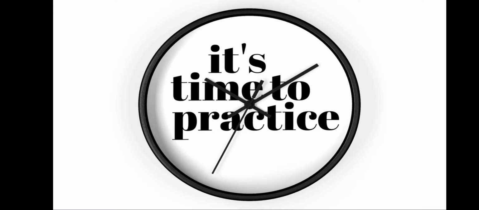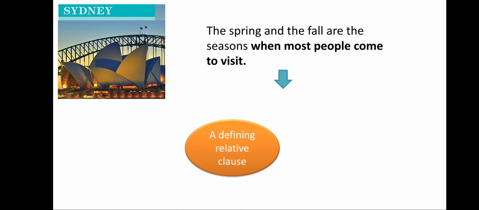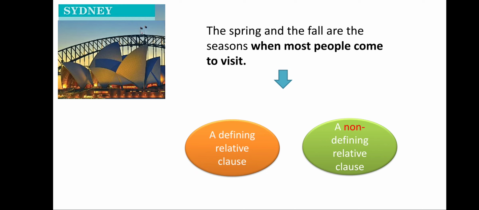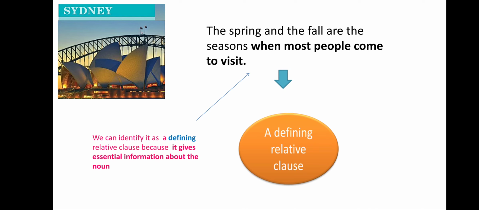It is time to practice. Let's talk about Sydney. The spring and the fall are the seasons when most people come to visit. The relative clause is when most people come to visit. Is it a defining relative clause or a non-defining relative clause? What do you think? A non-defining relative clause. Why? Because it gives essential information about a noun and it doesn't have a comma.